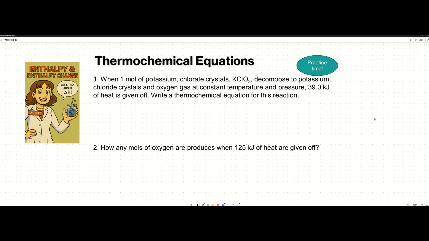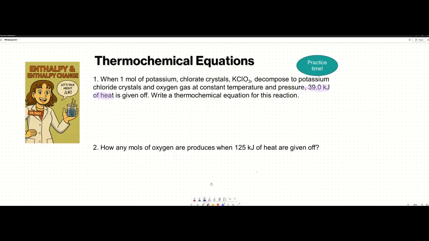So when 1 mole of potassium chlorate crystals decompose into potassium chloride crystals and oxygen gas at a constant temperature and pressure, 39.9 kilojoules of heat is given off. See, the term is giving off. That means you're releasing this energy, right? Release. So it's an exothermic reaction, right?